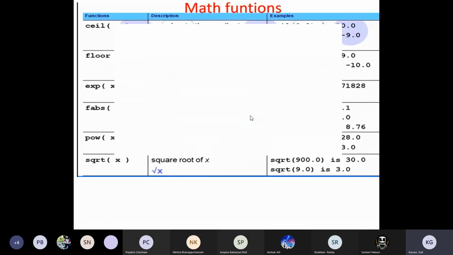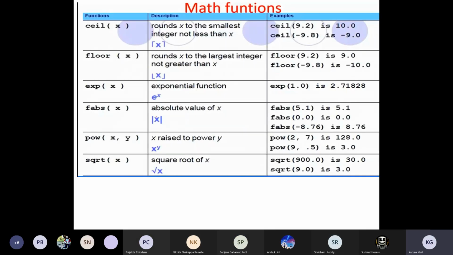Can you see the slide movement, students? Yes, ma'am. Okay, fine.